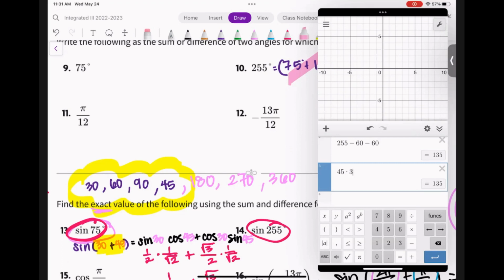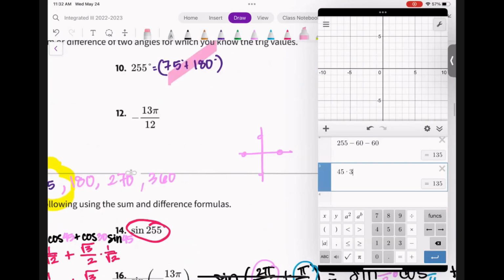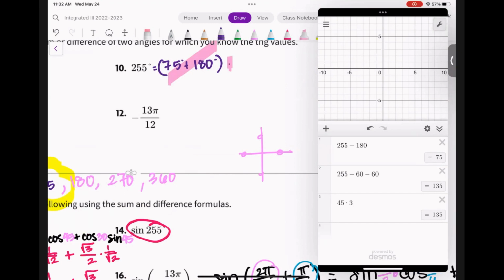So it'd be helpful if you kind of knew a couple of your stable angles. So if you're going back and looking at your unit circle, you're looking at those angles there. So the two numbers that I'm going to break this up into is 120, sorry, plus 135.